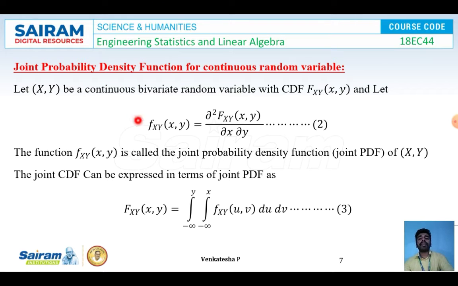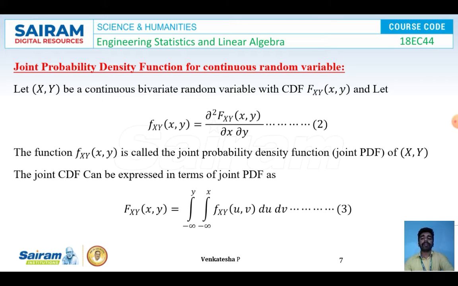Joint probability density function for continuous random variables. Let (X, Y) be a continuous bivariate random variable with CDF F_XY(x, y). Then the joint PDF is given by f_XY(x, y) = ∂²F_XY(x, y) / ∂x∂y. So the joint PDF can be obtained by differentiating the joint CDF two times, partially, with respect to x and y.